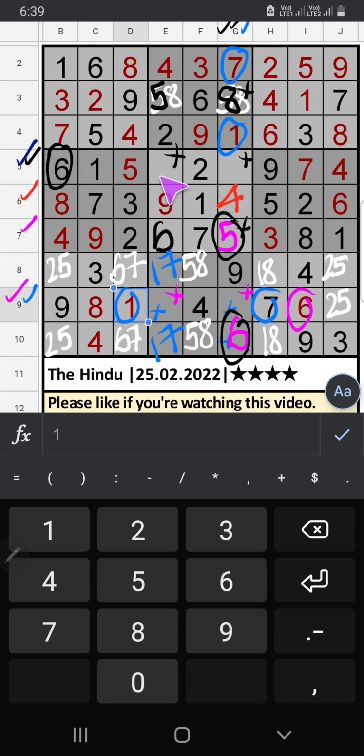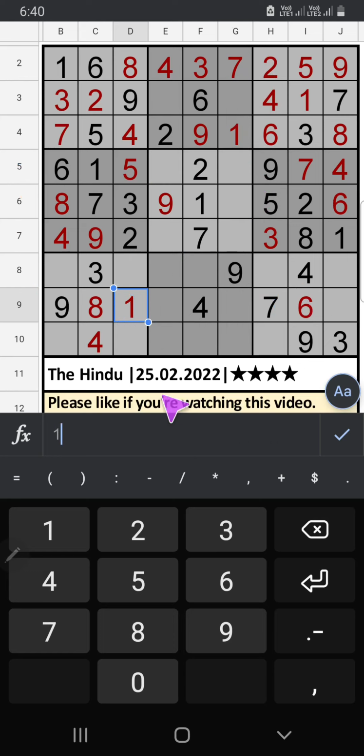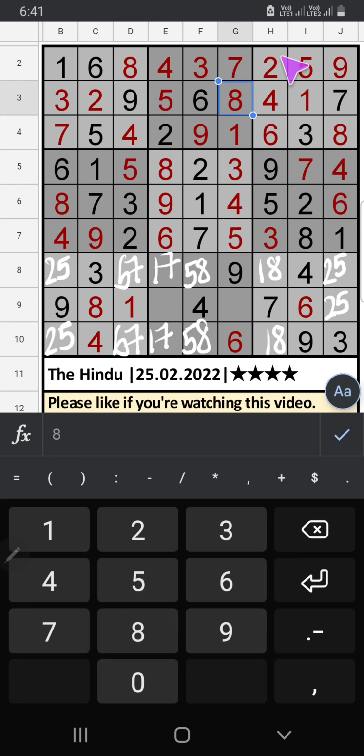Fifth row, two numbers are remaining, 3 and 8. Column G, we have 8. So 8 can't come in this cell. 8 is confirmed here. Then 3 is here. Column G, only one number is remaining, 2. 2 is confirmed here. Ninth row, we have 2. So 2 can't come in this cell. 2 is confirmed here. Then 5 is here.